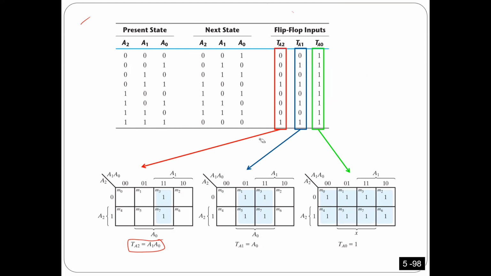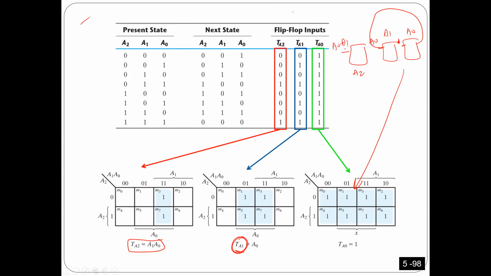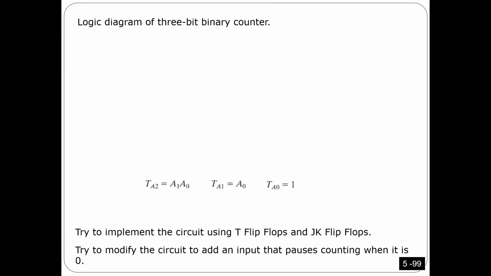Now I have 3 flip-flops. Okay, I have 3 flip-flops. These results are telling me for the A0, the input here has to be 1 all the time, 1. For TA1, the input here has to be A0. The output from here to here, A0. Okay. For number 2 here, the input here is actually A0, A1. That's it. So I'm done. We're done.